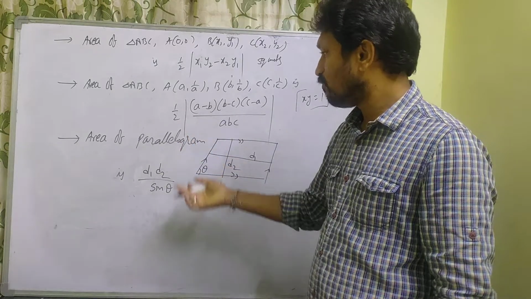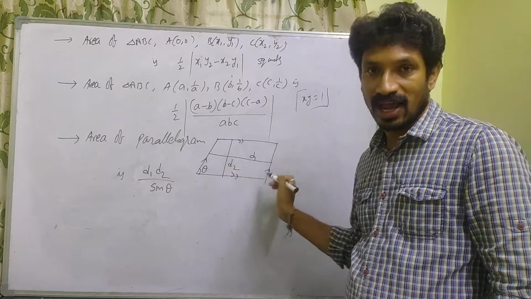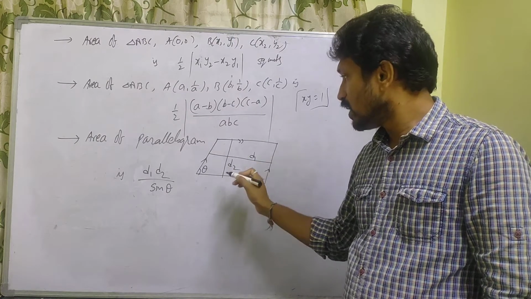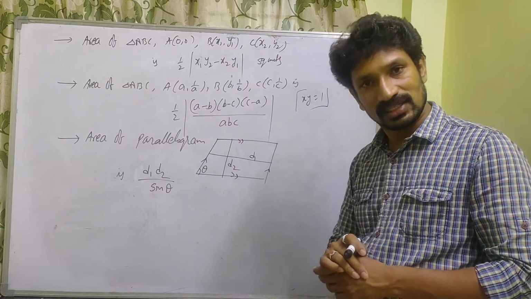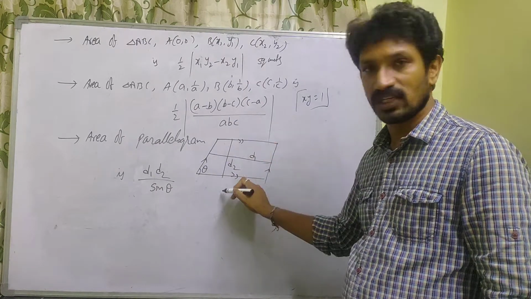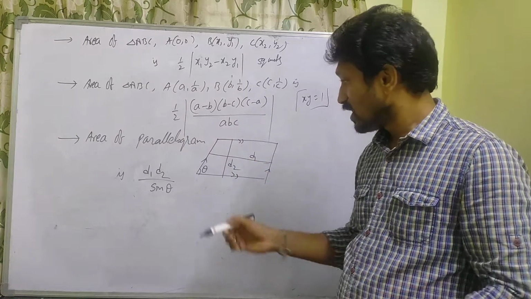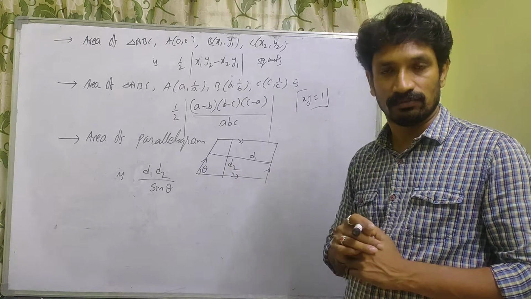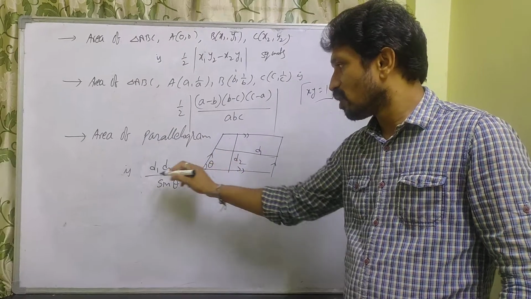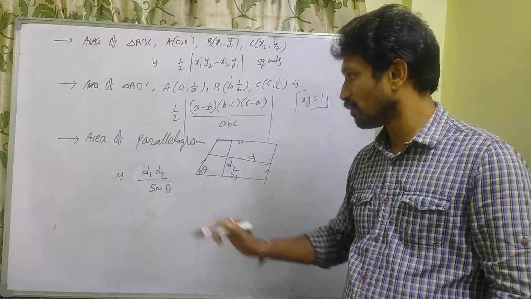Okay, but for the particular case, if you don't know the vertices and it is a parallelogram, that means opposite sides are parallel. And if you know the distance between parallel sides, let us take d1. This distance is d1, this distance is d2, whatever it may be. So d1, d2 are the distances between parallel sides. And if you know any one of the included angles theta, then area of this parallelogram is nothing but d1 d2 by sine theta. Just remember, very, very important formula.